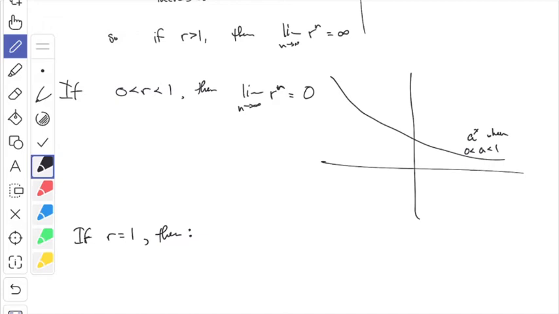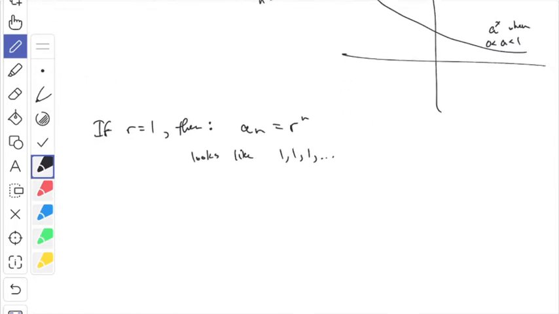Yeah, then this is like one special case, right? Then a_n equals r to the n looks like 1, 1, 1, right? So this converges to 1. So that's like a very special situation, right? There's only one possible outcome here. So I'm going to say, so the limit of 1 to the n equals 1, right? All right.